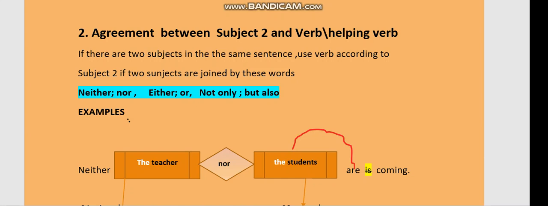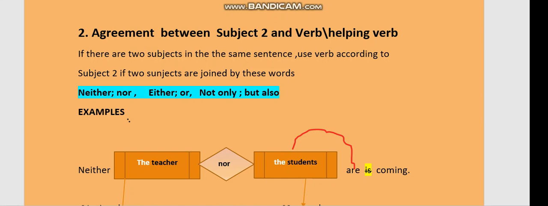and why we choose subject two. When there are two subjects in a sentence, there is a competition between the subjects, about according to which subject we will choose our verb. There are some words present between two subjects that are called conjunction words. These words determine which subject will be used to determine your verb. Here are some examples. These words are neither nor, either or, not only but also.